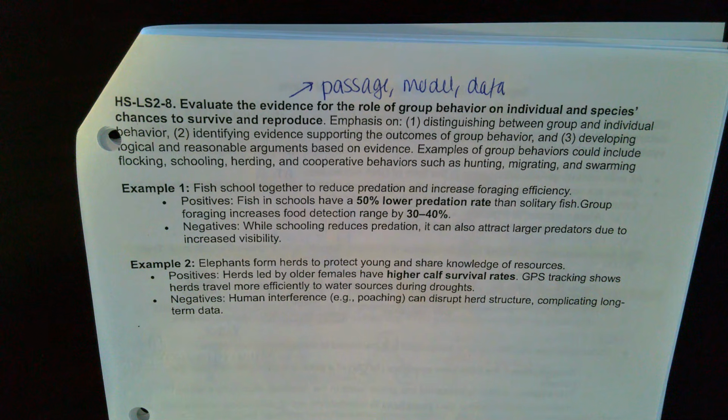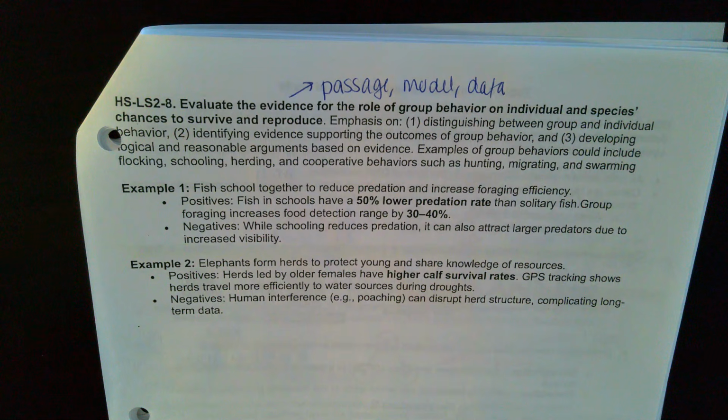Flocking, so that's going to be when lots of birds are together and how they are moving in a flock. What are the positives and negatives of that? Schooling, which is when the fish are all together, positive, negative of that. Herding is when larger organisms, let's say like an elephant, they all travel together. And then other cooperative behaviors like hunting.